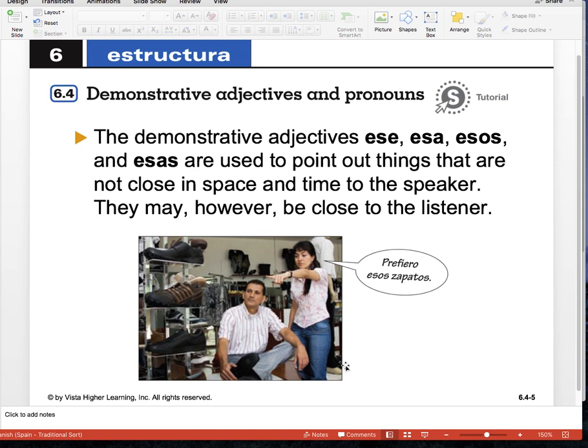The demonstrative adjectives ese, esa, esos, and esas are used to point out things that are not close in space and time to the speaker, so they're a bit further away. They may, however, be close to the listener. Right, so look at the example here. She says, prefiero esos zapatos. So she's pointing out these shoes that are a bit further away. Those, right?